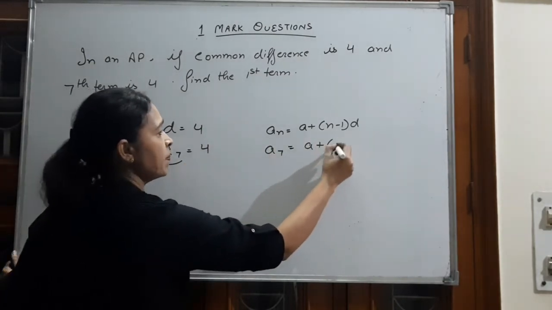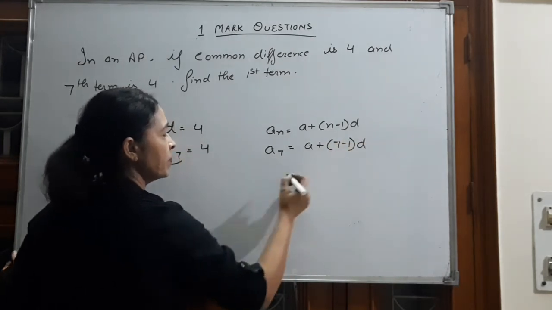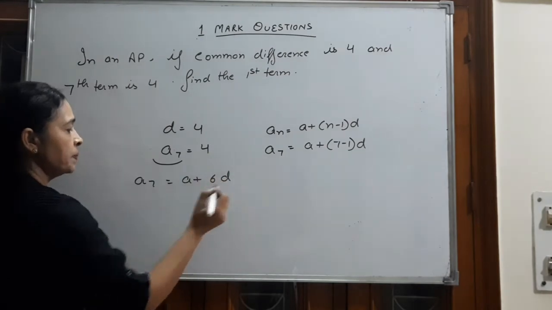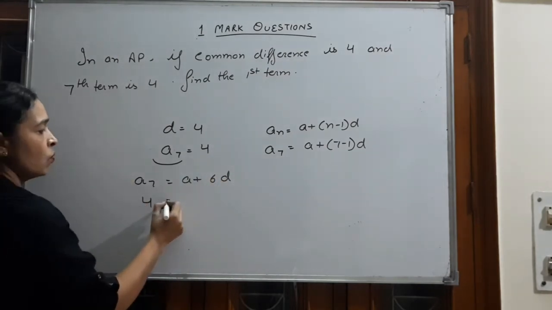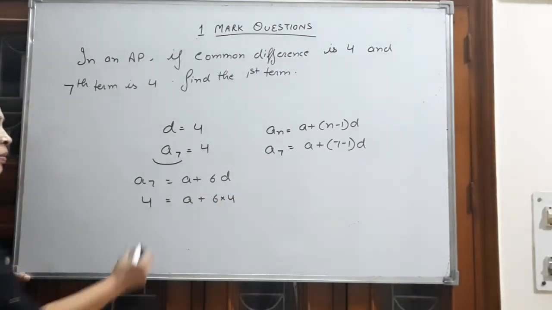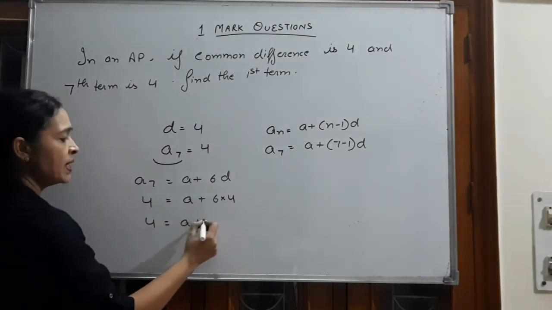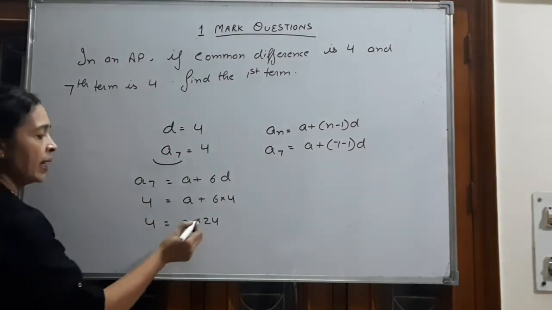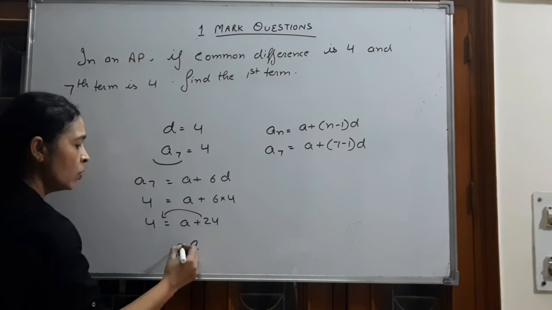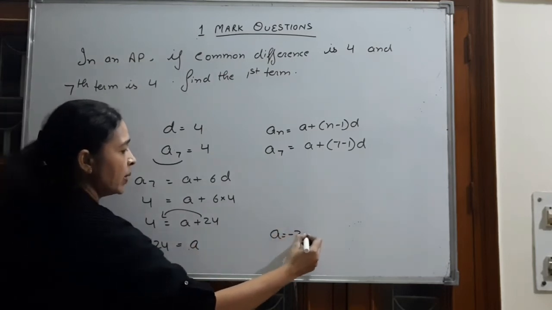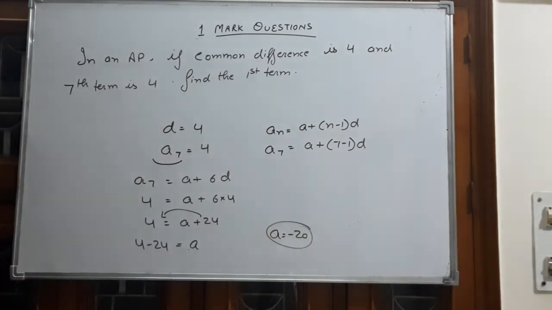A7 can be written as A plus 7 minus 1 into D. That is, A7 is A plus 6D. A7 is 4, so 4 equals A plus 6 into D, where D is given as 4. So 4 equals A plus 24. What do we have to find? The first term. The first term is A. What will be the value of A? 4 minus 24, that is minus 20, is the value of the first term A.